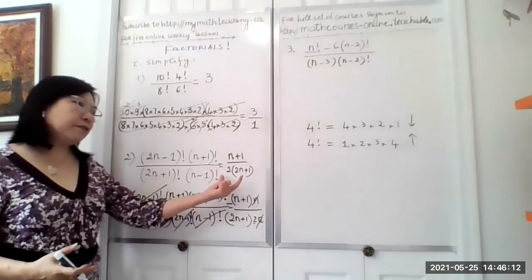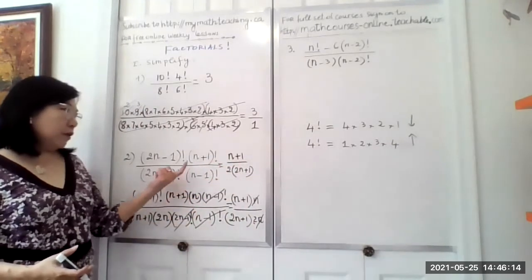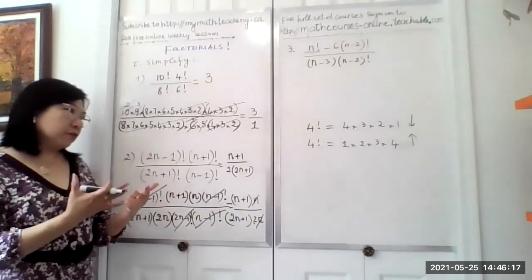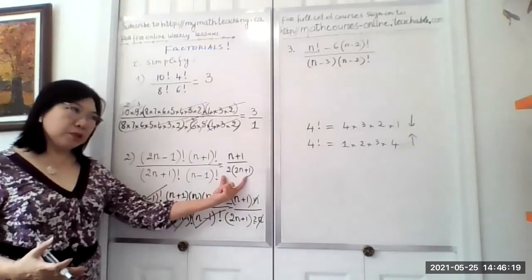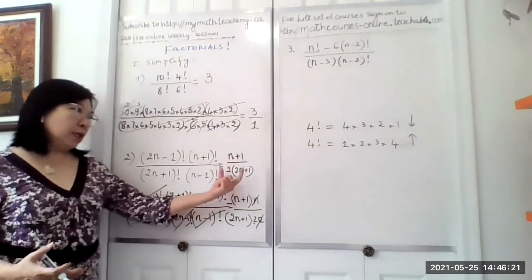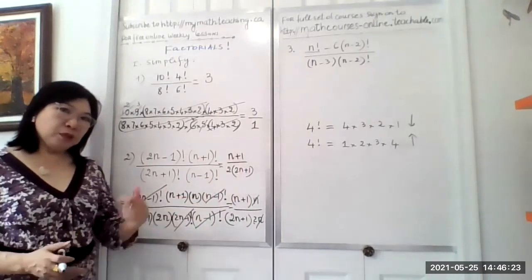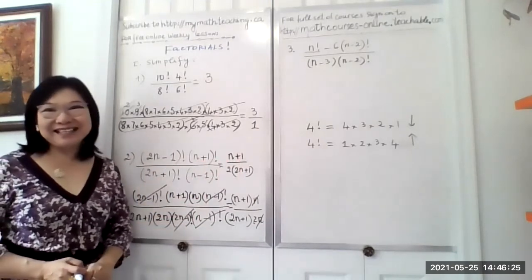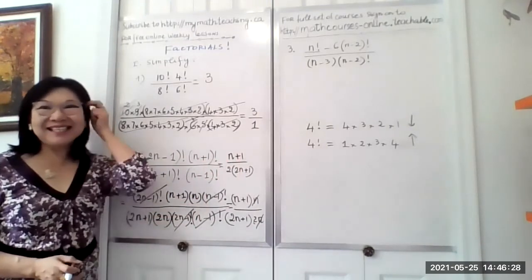But it's simplified enough, right? From the complex one with the factorial notation, now I get rid of the factorial notation and I'm left with just a few numbers. So that's how we do it. I hope you follow me.